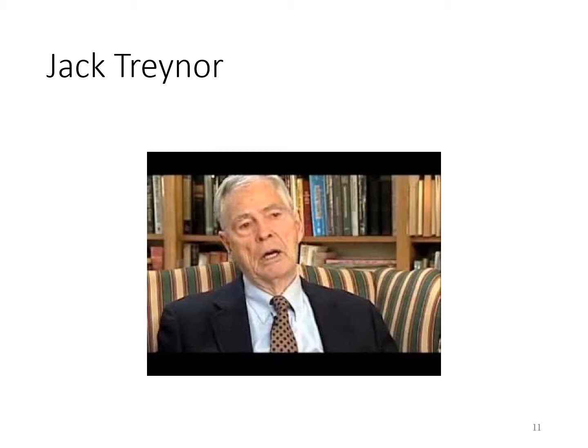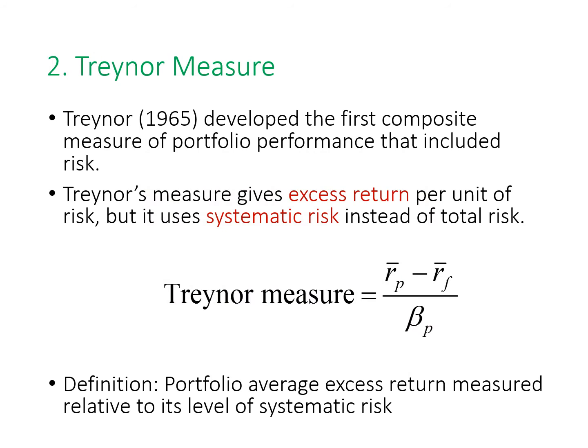Next, we are going to learn about the second risk-adjusted performance measure by Jack Treynor in 1965. Treynor developed the first composite measure of portfolio performance that included risk. The Treynor measure is also known as the reward to volatility ratio. Implicit in the Treynor approach is the assumption that portfolio managers can diversify away unsystematic risk, and only systematic risk remains. Treynor's measure gives excess return per unit of beta.